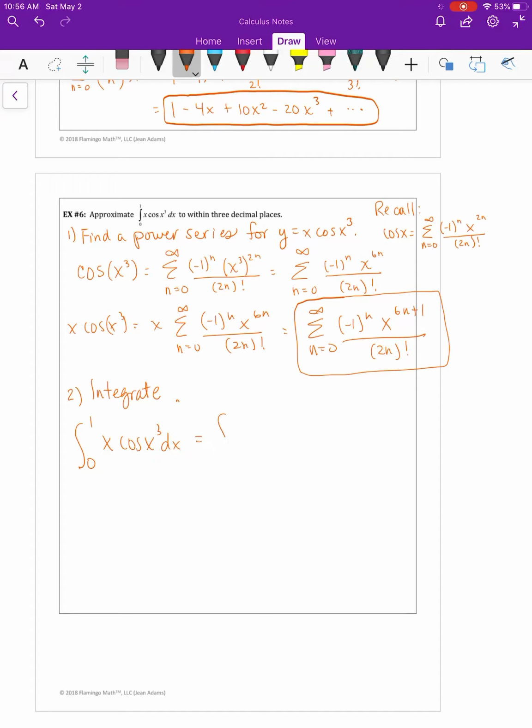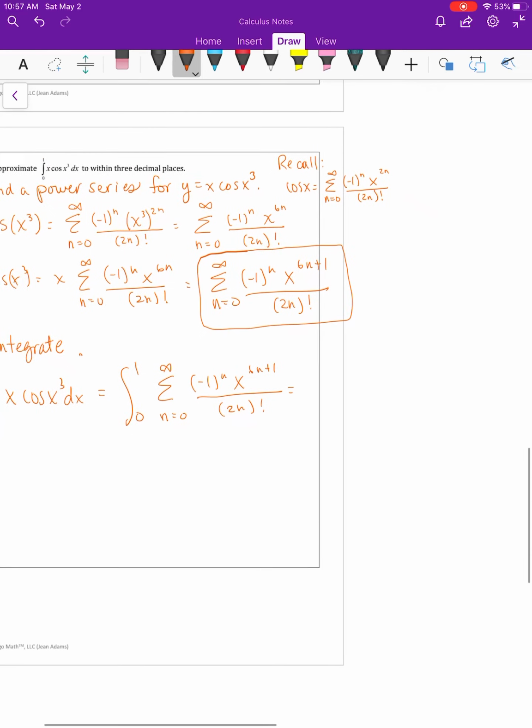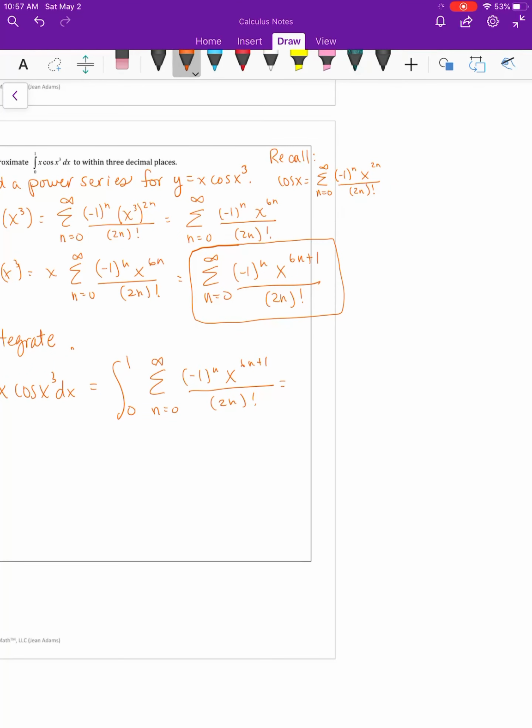Now, they want us to take the integral of the power series. So the second thing we have to do is integrate. Okay, so we're going to integrate from 0 to 1, x cosine x cubed dx. So that means we're going to integrate from 0 to 1, summation n equals 0 to infinity, (-1)^n x^(6n+1) over (2n) factorial. No big deal.